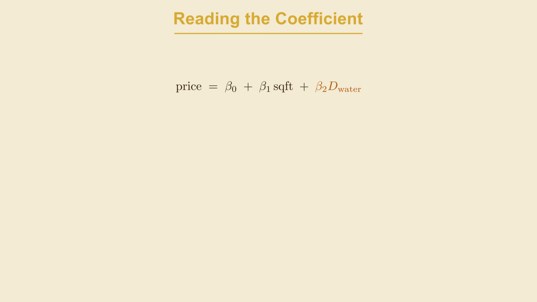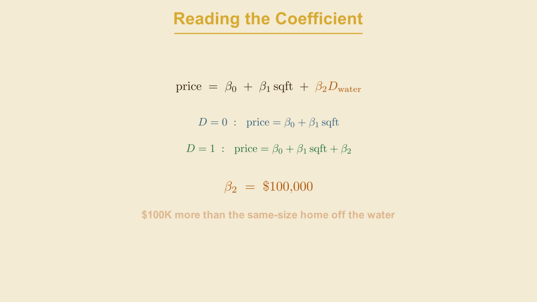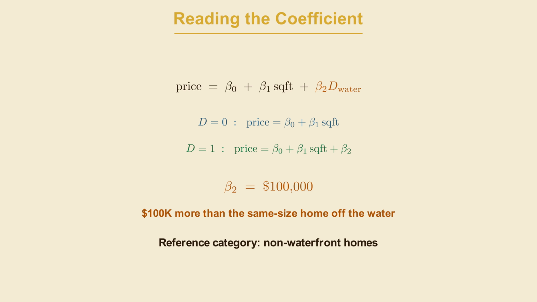Now let's watch what the dummy does. For a house that's not on the water, the dummy is 0. So that whole term drops out. For a house that is on the water, the dummy is 1. So you add its coefficient on. Say that the coefficient comes out to $100,000. That means that a waterfront home is worth $100,000 more than a home of the same square footage that's sitting off the water. The dummy coefficient is the gap between the category and the group that you left out, holding the other variables constant. That group that you left out has a name. It's called the reference category. Here the reference is non-waterfront homes, and the 100,000 is measured relative to them. Every dummy coefficient is always relative to whatever reference you choose.